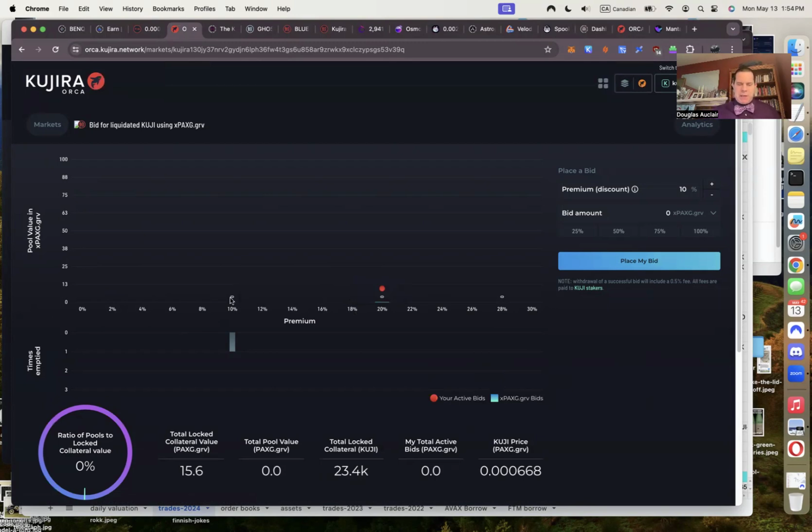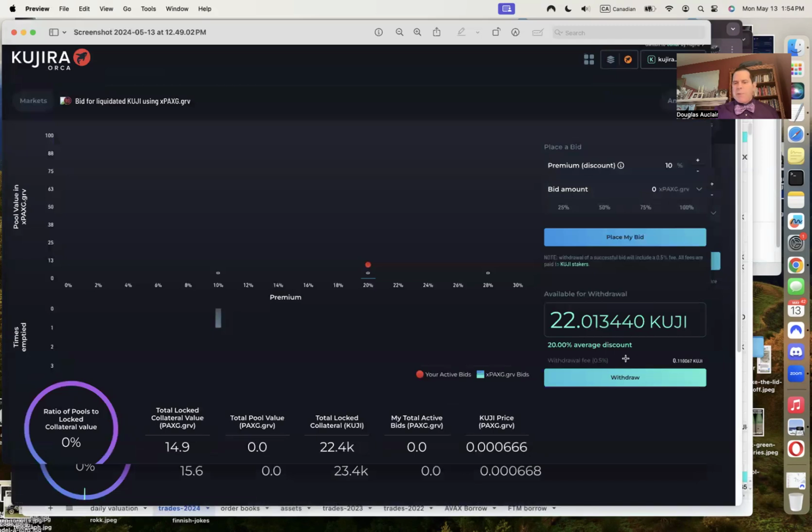There's somebody who has a bid at 10%, and then there's me who has a bid at 20%. And you saw that my bid for 20% hit, getting me 22 Kuji out of $26 of gold used as collateral. Okay, so now I claimed my 22 Kuji, which is 21.9 after the commission fees.